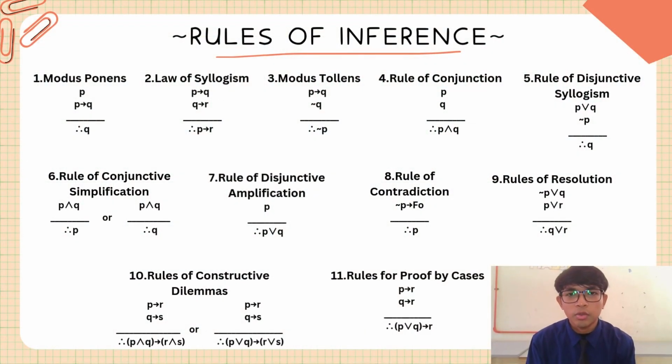In this subtopic, we have 11 rules of inference. Number 1, modus ponens. Number 2, law of syllogism. Number 3, modus tollens. Number 4, rule of conjunction. Number 5, rule of disjunctive syllogism. Number 6, rule of conjunctive simplification. Number 7, rule of disjunctive amplification. Number 8, rule of contradiction. Number 9, rule of resolution. Number 10, rule of constructive dilemmas. And lastly, rule of proof by case.